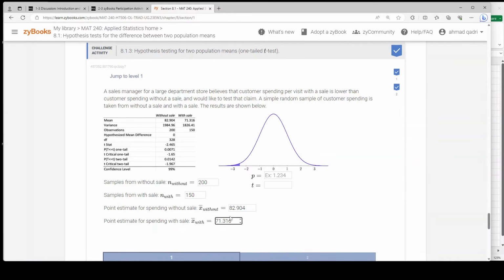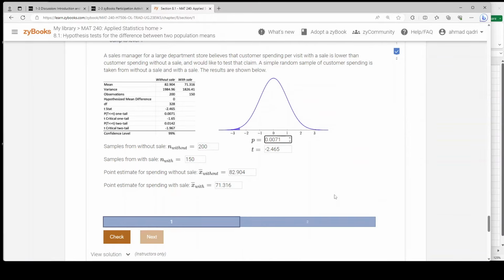All right. Now we're running the t-test, so we need the test statistic and the p-value. The table here has the test statistic, negative 2.465, and the p-value is 0.0071. So we've answered all of the questions there.